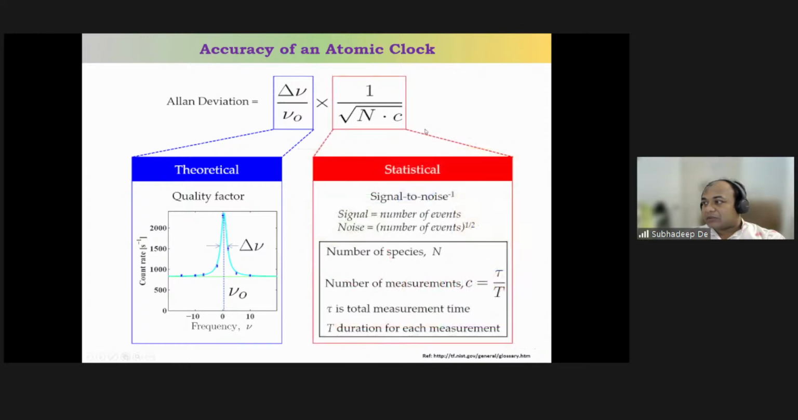It has a second part, which is, let's say, the statistical accuracy of the clock, and it is 1 over square root of n times c. Here c is not the velocity of the light, but c is actually number of measurements. And n is number of samples. So basically, if you have more and more samples, then your statistics become much better. Or if you have more and more measurements, your statistics also becomes better. So that means your clock can be more accurate if your number of samples or number of measurements are very high. That's what it means.